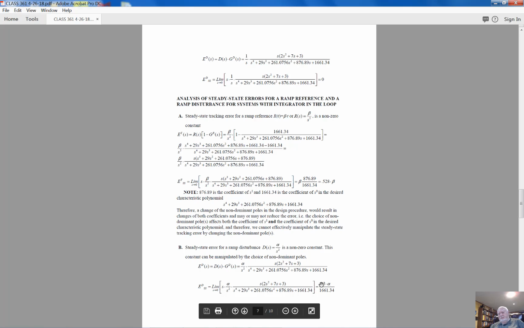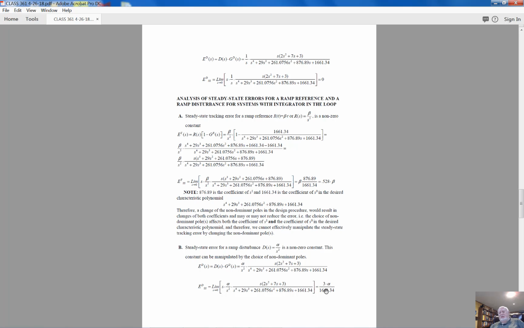This is a constant. The constant is equal to this coefficient of the numerator times alpha, the slope of the ramp, divided by this zero order term. But amigos, this zero order term could be changed by changing the non-dominant pole or non-dominant poles. This coefficient that potentially could be affected by changing non-dominant poles is not involved in the definition of the error. So it's good news.